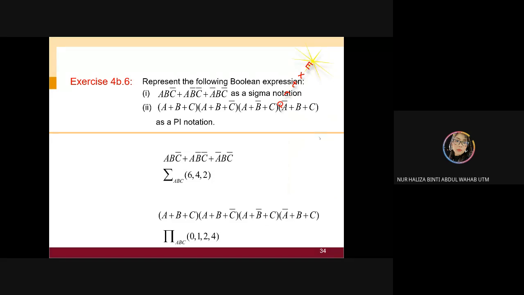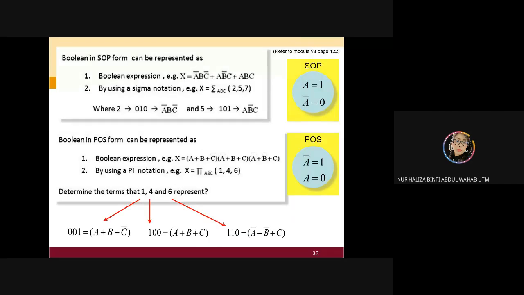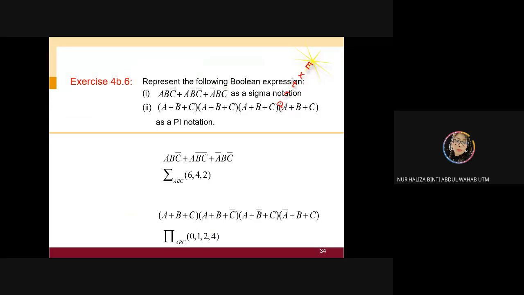Okay, let's say we have another example here. Instead of being given the notations, you are given the Boolean expression and need to convert. So you need to know how to convert each to the other. In this exercise, represent the following Boolean expression as a sigma notation and as a pi notation, because you know already, this one is POS, this one is SOP.